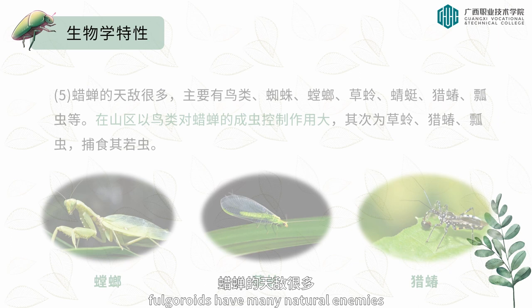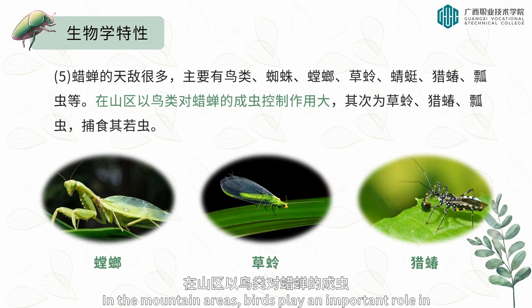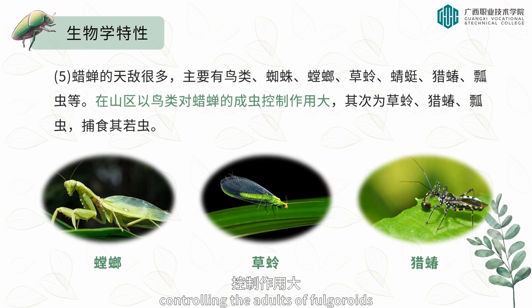Fulgaroids have many natural enemies, mainly birds, spiders, mantises, ladybugs, etc. In the mountain areas, birds play an important role in controlling the adults of fulgaroids. Then stink flies, assassin bugs, and ladybugs prey on their nymphs.